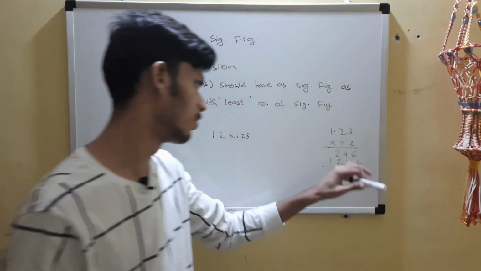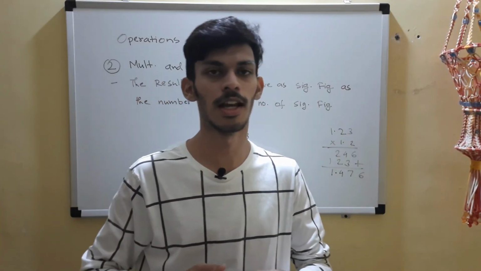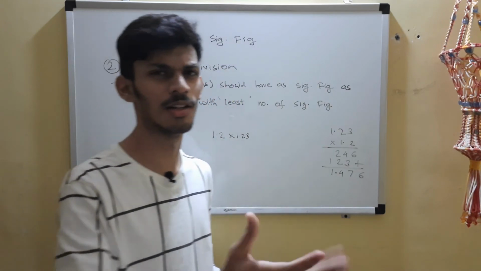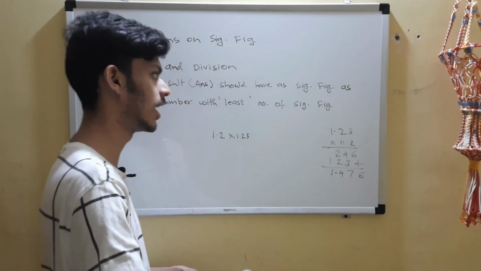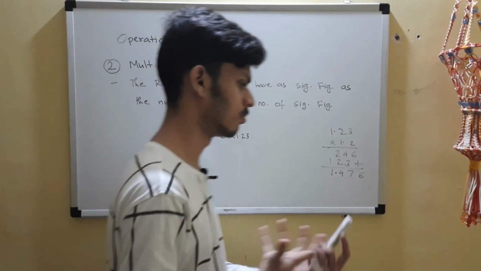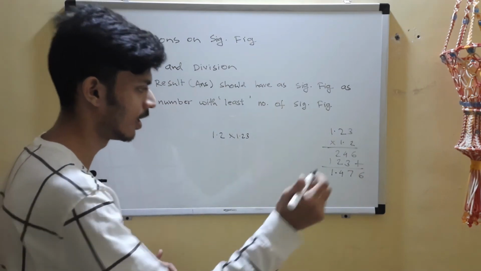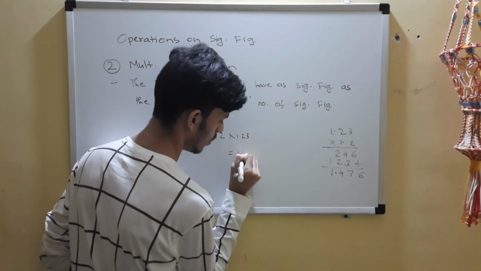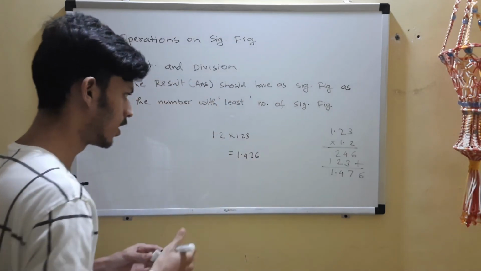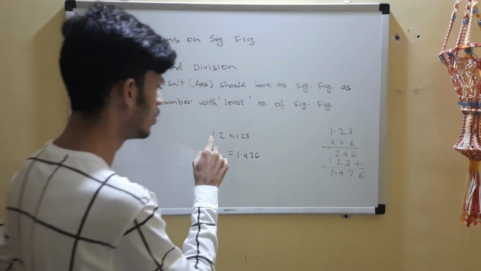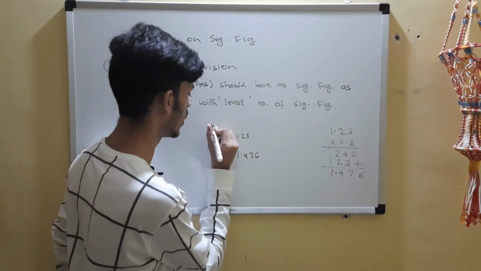Okay, so let's come to this. The thing in the previous, I didn't do it for subtraction, but you can also try it for subtraction. You have to apply the same rule, that is about decimal places, the least number of decimal places. Okay, let's come back to here. So it's 1.476, but are you reporting this answer? No. You check for the least number of significant figures in multiplication and division.